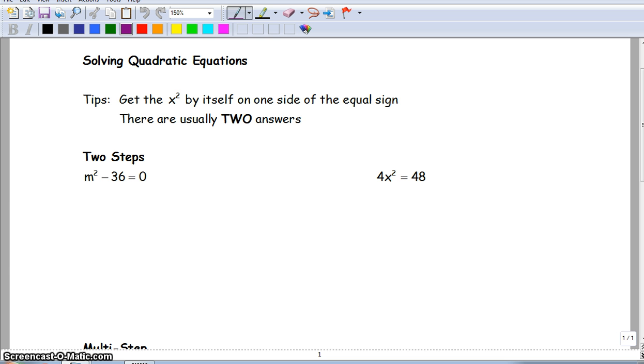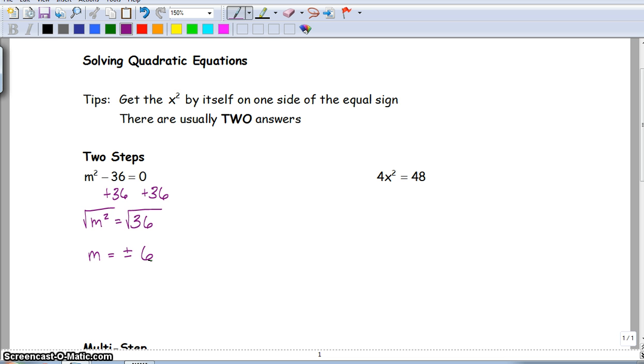So, first problem, easy steps. I have m squared minus 36 equals 0. I want the m squared by itself. So you add 36 to both sides. So m squared equals positive 36. And then you take the square root of both sides. So then m equals plus or minus. Since we're taking the square root, there's two possible answers we could plug in. The square root of 36 just happens to work out to be 6.